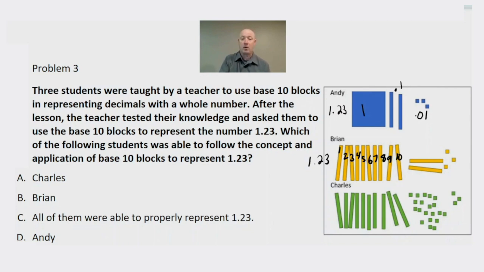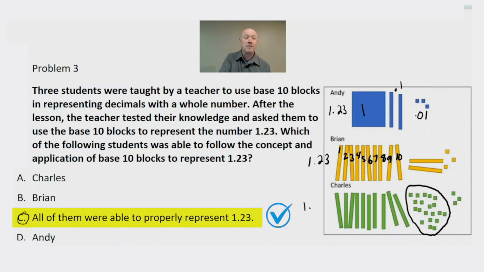Charles has the same setup for the whole number as Brian, 10 tenths, so one whole. Now, the way Charles did it differently was that Charles is using the hundredths. So what does Charles have here? He has 1, 2, 3, 4, 5, 6, 7, 8, 9, 10, 11, 12, 13, 14, 15, 16, 17, 18, 19, 20 hundredths, which is going to represent 2 tenths. So this is perfectly fine, and then he has the 3 hundredths after that. So actually, all three of these would be perfectly fine. The correct answer would be choice C.